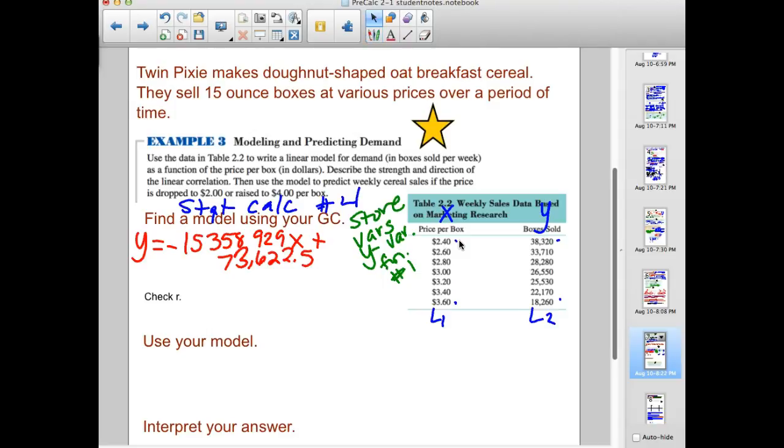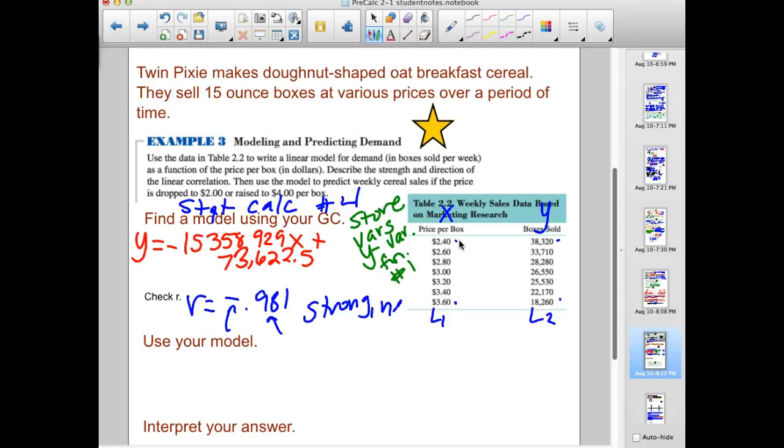What did it give us for an R value? What does your calculator say for R? Negative 0.981? Okay, so that would tell me it has a very strong negative correlation. We've got a negative sign here, and this is very close to 1. So strong negative correlation.